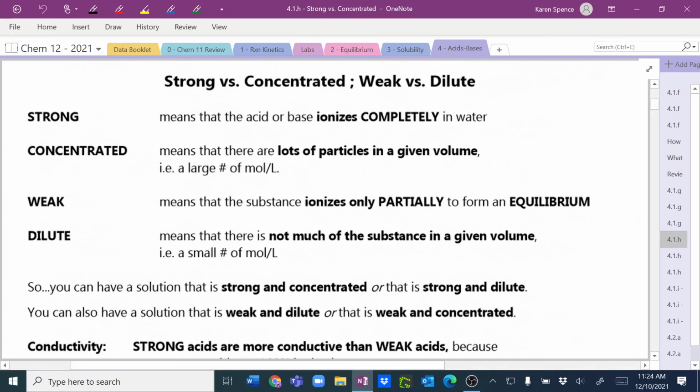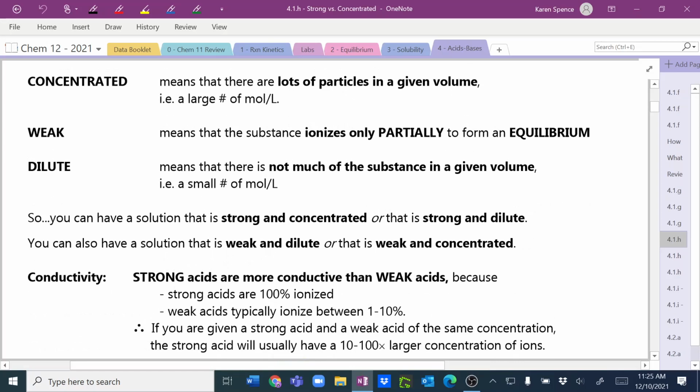Strong versus concentrated and weak versus dilute. Are you familiar with those differences? So what does it mean if an acid is strong? It's 100% ionized. Does that mean that it is concentrated? No, because you could put in a very little bit of acid and still have it ionize 100%. So you can have a dilute strong acid or a concentrated strong acid. Same thing with weak. Weak doesn't mean dilute. Weak means only partially ionized.